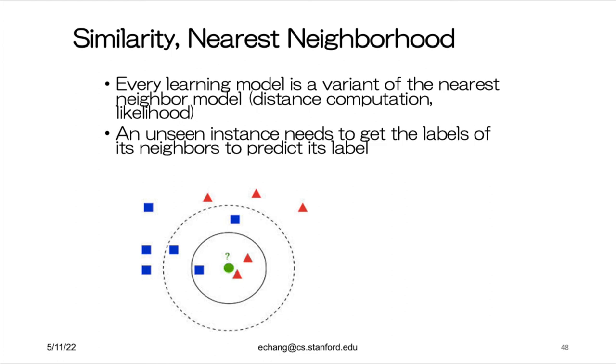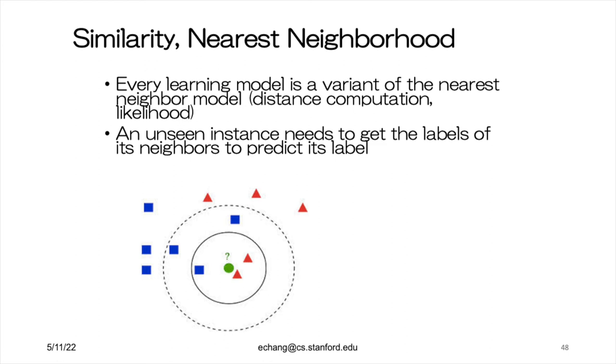We don't know its label, sitting in the middle of the circle, which is round green. So how should we determine the color and the shape of the unknown instance? Suppose we draw nearest neighbors using circles. And we have two circles here, one in solid line, one in dashes. The solid line circle is smaller.